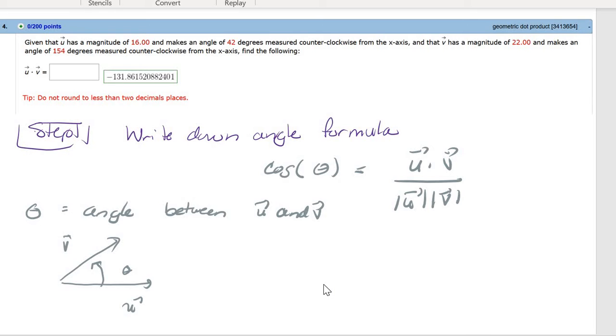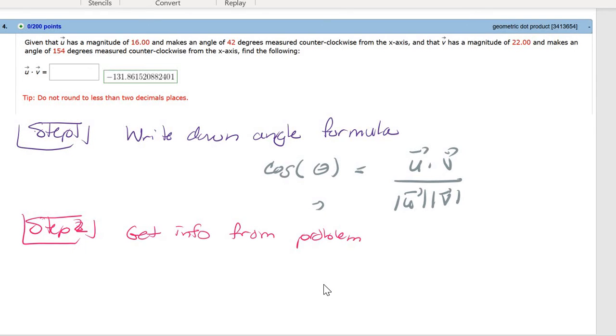So how do I do this problem? This problem is actually harder than the next problem, but they have information they gave you in the problem. For example, they gave you that u has the magnitude 16. So this u, magnitude of u, vector u, is 16. That's one piece of information. The magnitude of v is 22. That's another piece. So I scrape those out of that information.